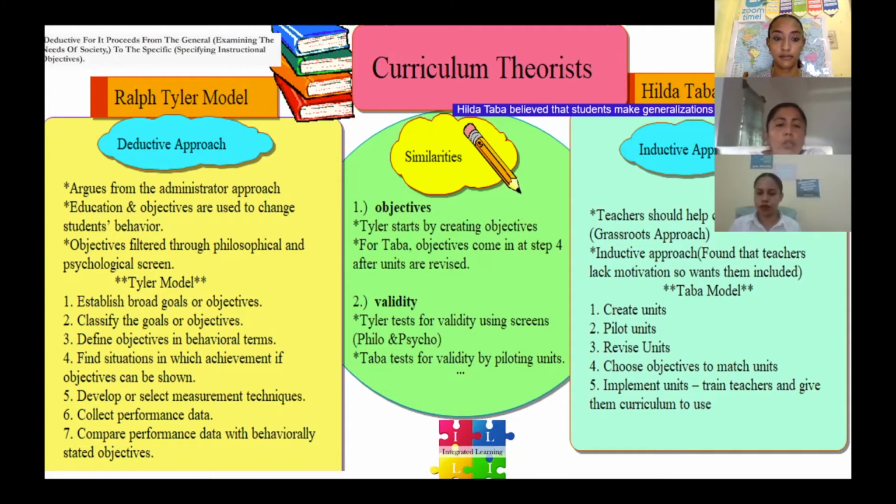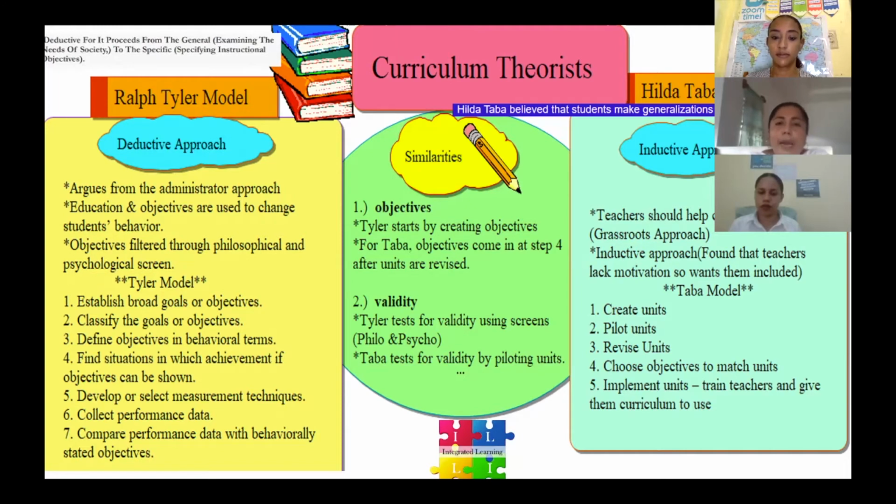Number 4, then you choose your objectives now to match the units that you have created. Then 5, you implement the units. Implementation happens when teachers would attend training, workshops, and that is where these curriculums would be presented along with the units and the objectives and given to teachers for them to take to their classrooms to use.